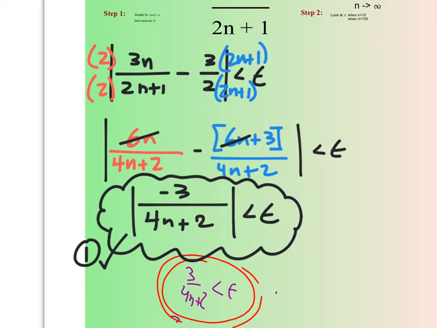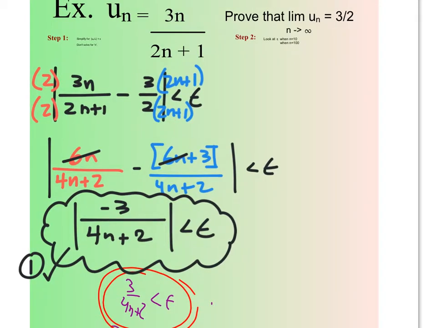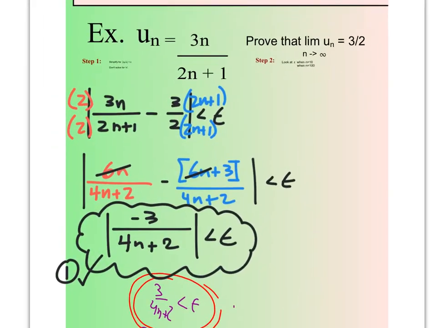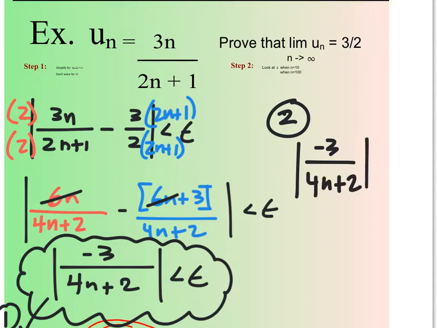So step 2, what are we doing? We want to prove that the limit of u of n equals 3 halves by showing that as n increases, epsilon decreases. So here's step 2. We're going to take our function, actually our relationship, negative 3 over 4n plus 2. And what we're going to do is we're going to show that epsilon, which is what this equals, right?